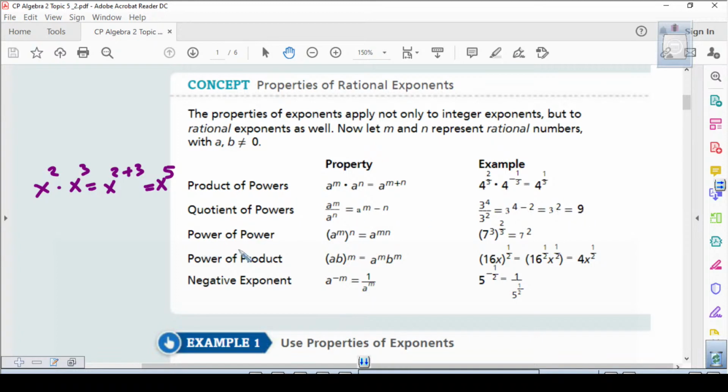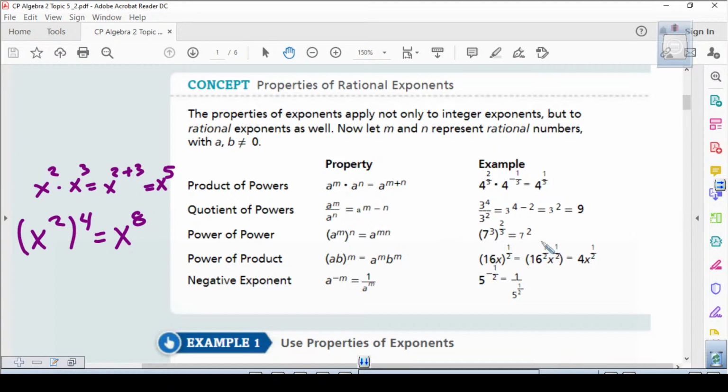The power of power, that's interesting. We dealt with this last session, right? When we multiplied what's outside of parentheses with what's inside the parentheses. You guys remember that? So here's an example. Let me do, for example, x to the second raised to, I'm going to say, the fourth. Well, this power of power says, because there's a power here and there's another power here, you just multiply: x to the 8.